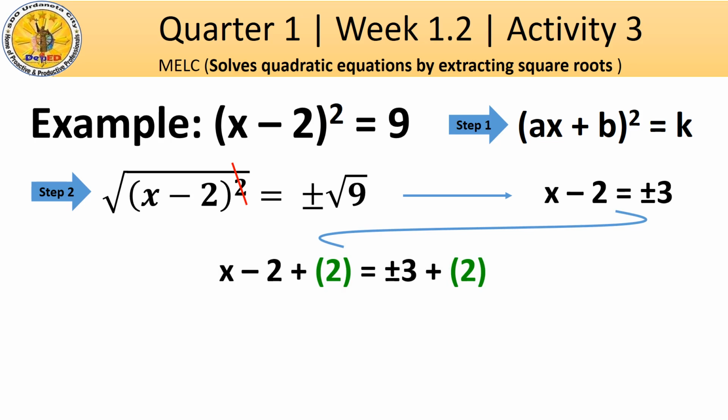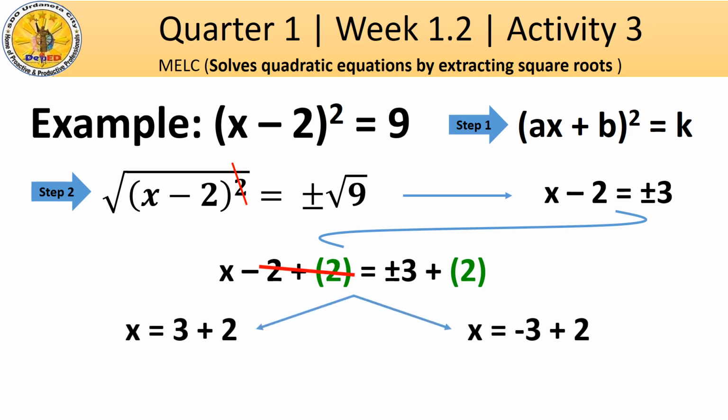Then we will come up with two different equations. The first equation is x = 3 + 2. Then the other one is x = −3 + 2. Then solve each resulting equation as our last step. For the first equation, x is equal to 5. While on the other equation, x is equal to −1.